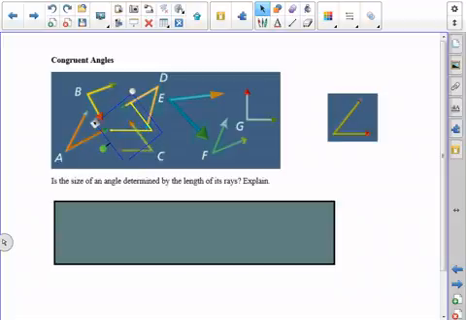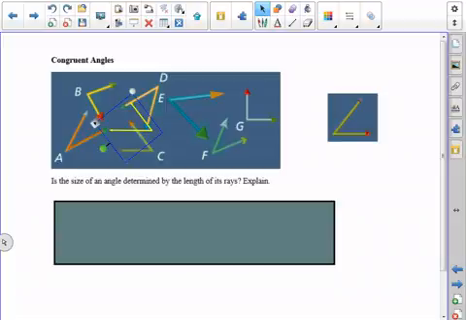So the question that we have at the bottom says, is the size of an angle determined by the length of its rays? And at this point, again, I want you to think about how you're going to construct a complete sentence. Remember, a complete sentence should have an element of the question inside of it, and any math vocabulary that you use should obviously be used appropriately. So at this time, pause the video and write out a statement to answer this question, yes or no. And when you're done, push play again and compare your answer to mine.